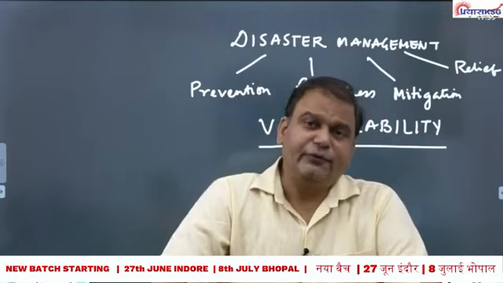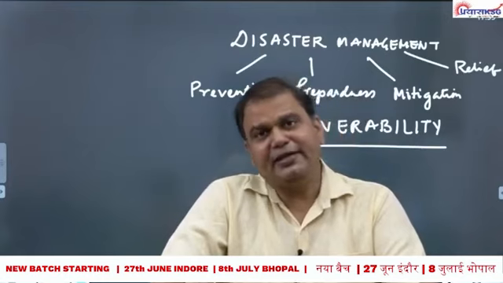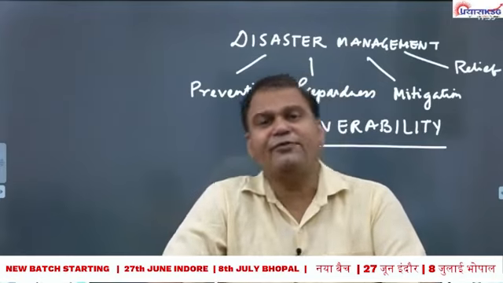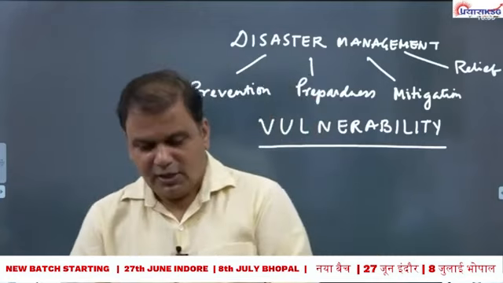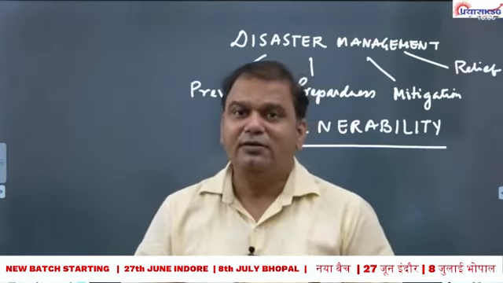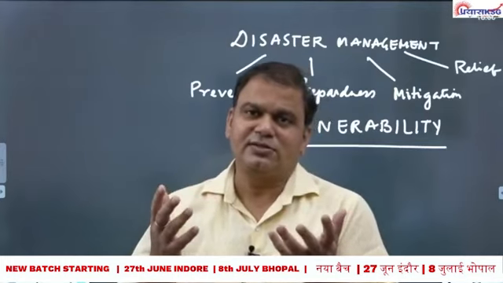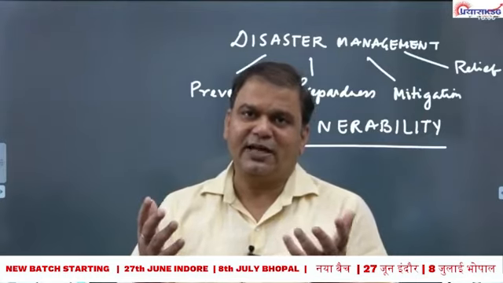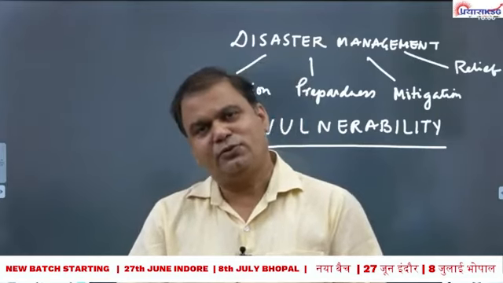We can see that vulnerability can enhance, and vulnerability can also reduce in the aftermath of disaster. What does that mean? Suppose we talk about the Uttarakhand tragedy of 2013, where cloud bursting and heavy rainfall were responsible for flash floods in Uttarakhand in which more than 5,000 people died. So this tragedy is known to all of us.